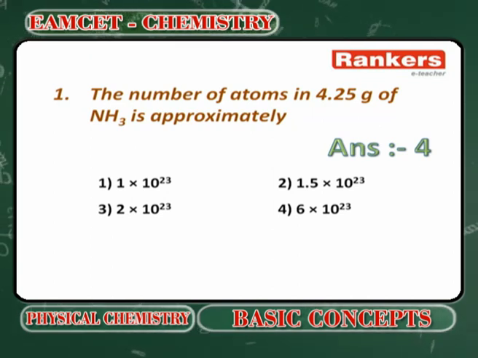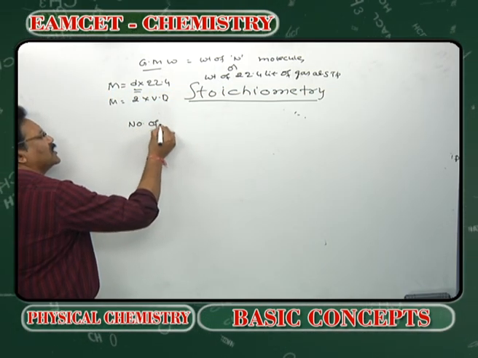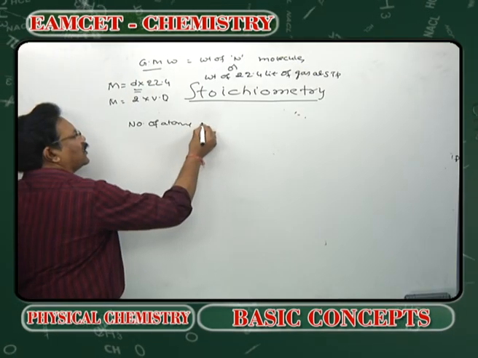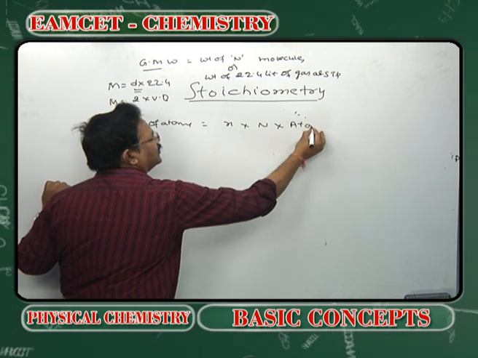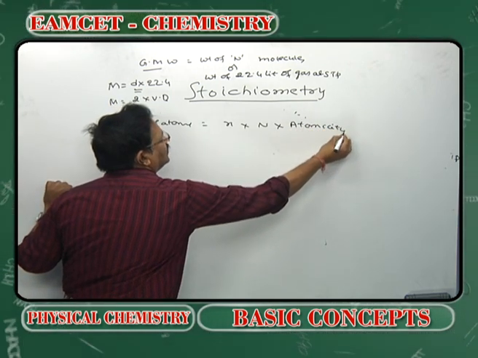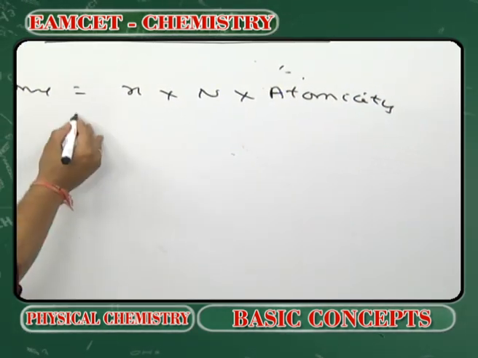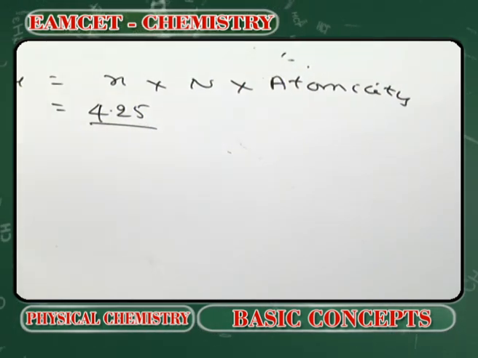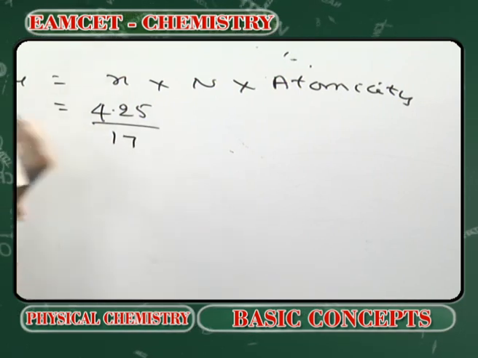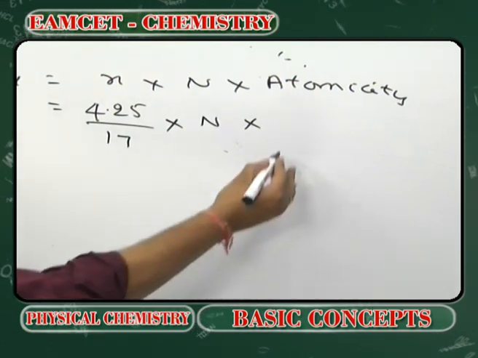Number of atoms in 4.25 grams of ammonia. How do you get the number of atoms? Number of atoms is equal to small n into capital N into atomicity. What is meant by small n? Number of moles, which is weight by molecular weight, since weight is given. What is capital N? Avogadro's number. What is the atomicity? 4.